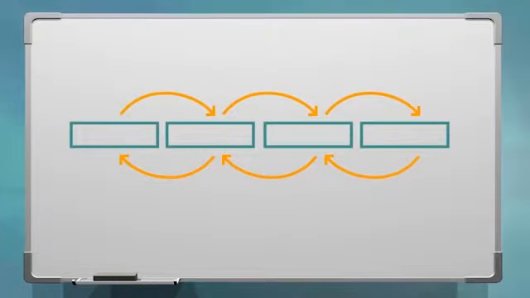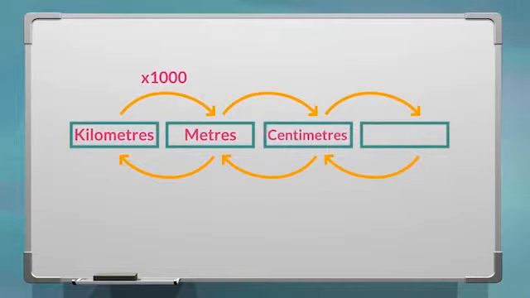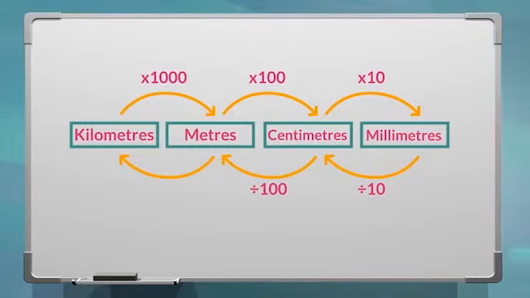Now if we start with kilometres, to change this into metres, we just multiply by 1000. To change metres into centimetres, we multiply by 100, and to change centimetres into millimetres, we multiply by 10. To convert in the other direction, we just do the opposite, dividing. To change millimetres into centimetres, we divide by 10. To change centimetres into metres, we divide by 100, and to change metres into kilometres, we divide by 1000.